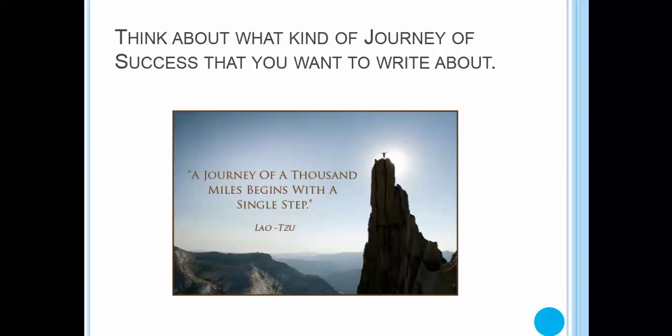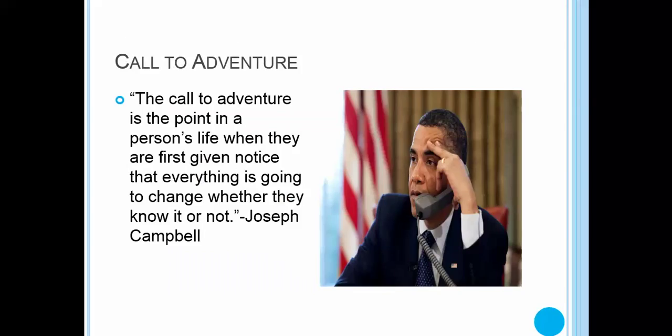Are they going to try to go on this journey to succeed, or they won't? Hopefully they will, because otherwise the story won't go anywhere. So either way, usually with the success stories, they always start with a call to adventure. The call to adventure is a point in a person's life when they are first given notice that everything is going to change, whether they know it or not.